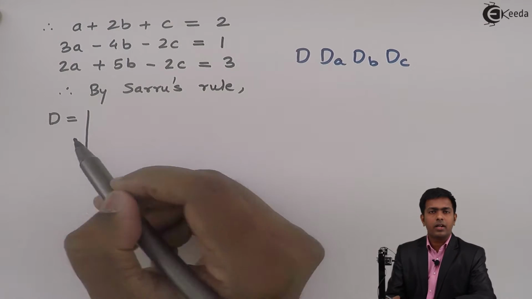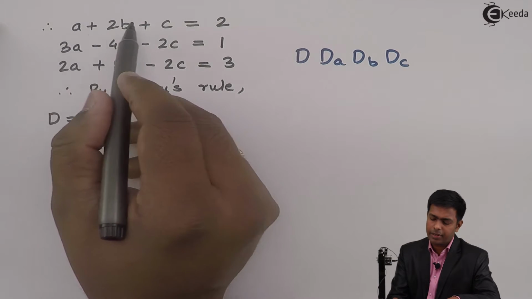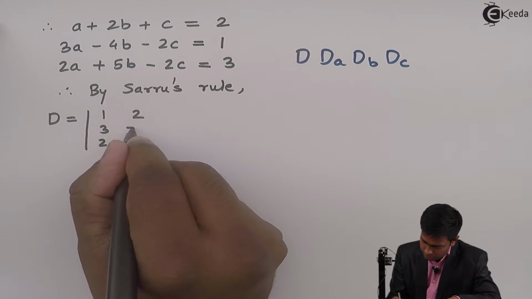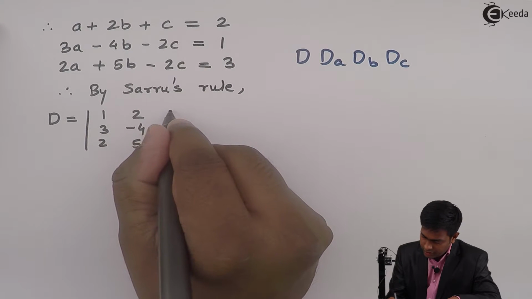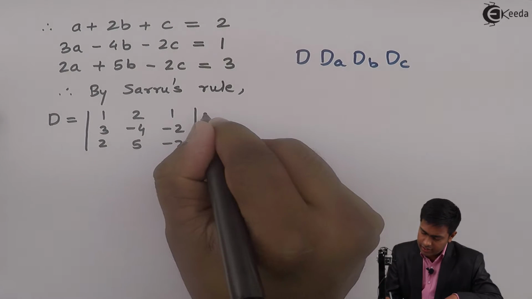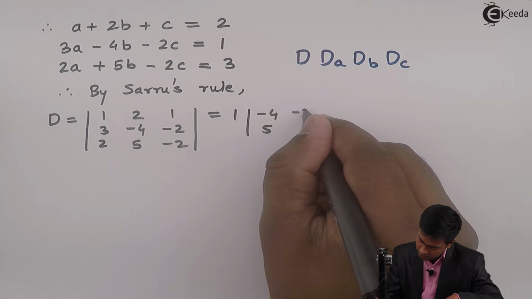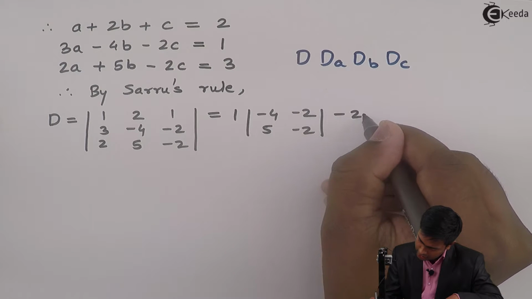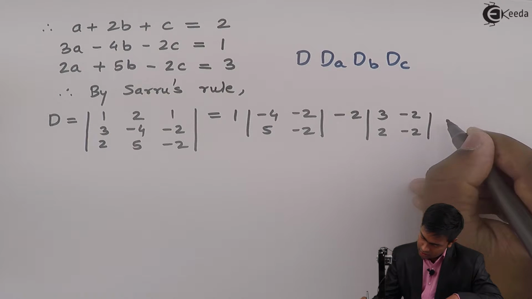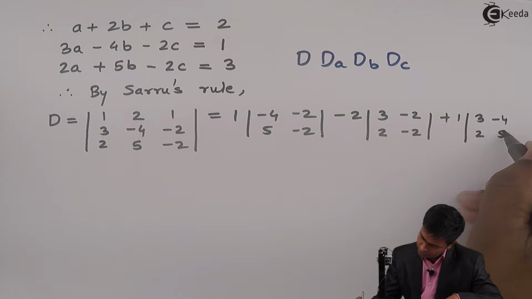now D is nothing but the determinant of coefficients of the variables. So here the variables are a, b, c. So the coefficients of a are 1, 3, 2, then the coefficients of b are 2, minus 4, 5, and the coefficients of c are 1, minus 2 and minus 2. So by solving this we'll get 1 into the determinant of minus 4, 5, minus 2, minus 2, minus 2 into the determinant of 3, 2, minus 2, minus 2, plus 1 into the determinant of 3, 2, minus 4, 5.